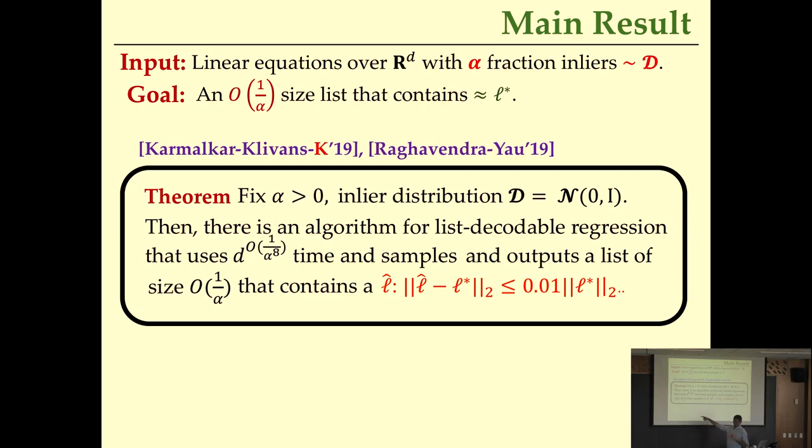So, N is also d to the O of 1 over alpha to the 8, in time and samples. Good?